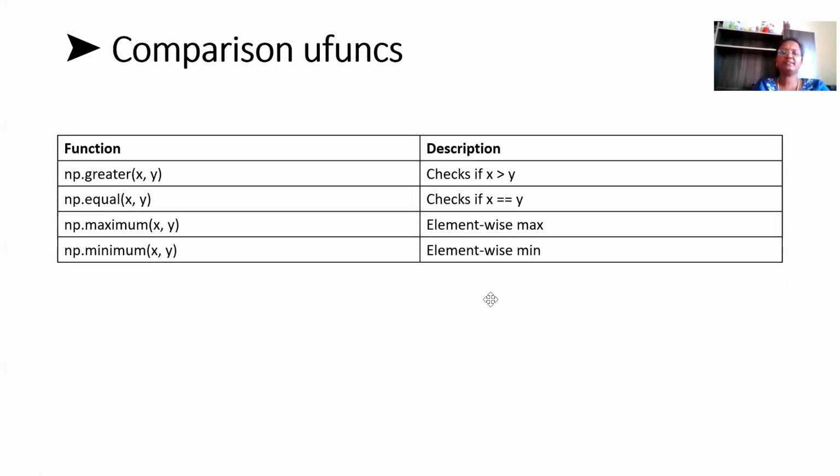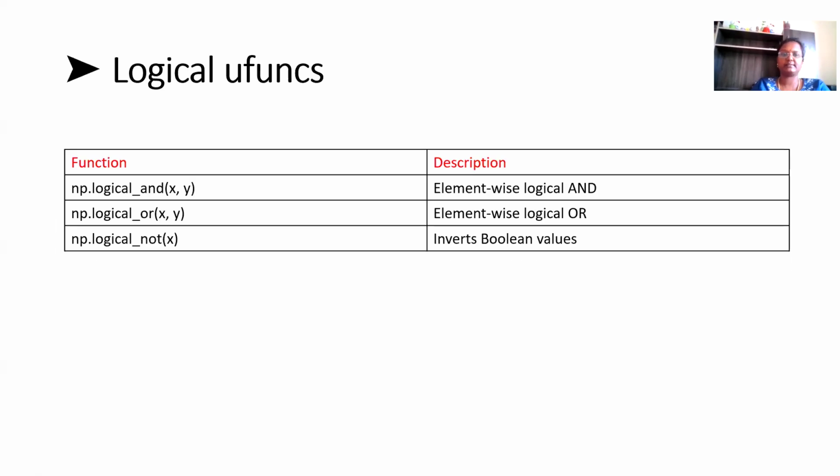Then comparison universal functions. In the previous lecture, we have seen the basic comparison operations: greater than, less than, equal to, maximum, minimum. Here using this function directly, it will compare whether x is greater than y or not, whether x is equal to y or not. Likewise, the element-wise maximum value and minimum value will be taken care of by the universal function syntax.